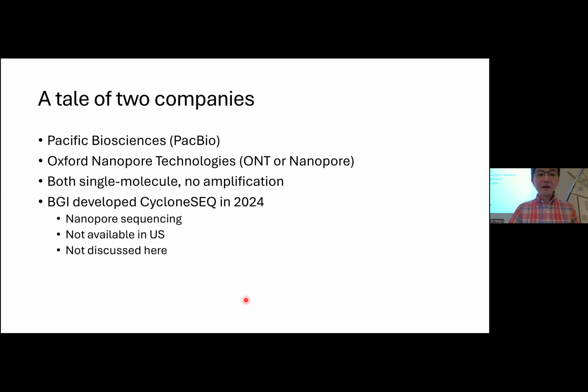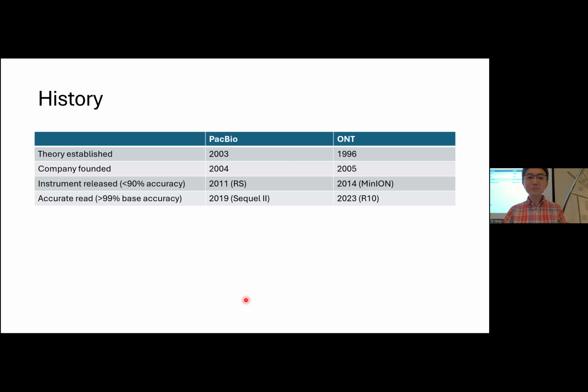BGI has recently had Cyclone-seq in 2024, but I would say this is still a novel sequencing technology, not quite there yet in comparison to Nanopore. Nanopore had been there for many years. I'm not going to talk about Cyclone-seq because I personally haven't seen the data, so I don't know what the data quality is.